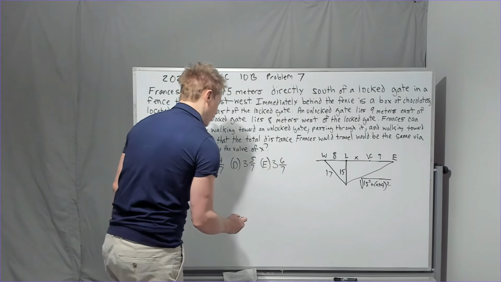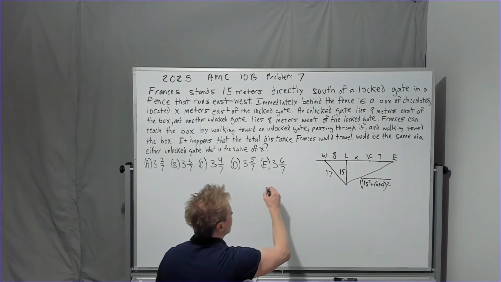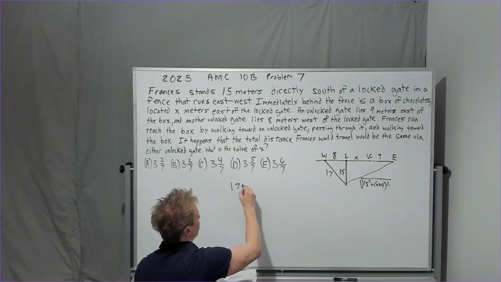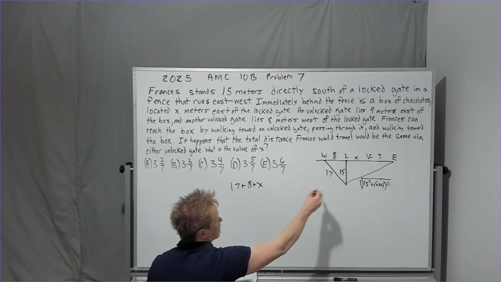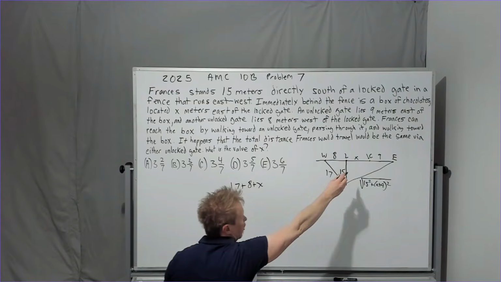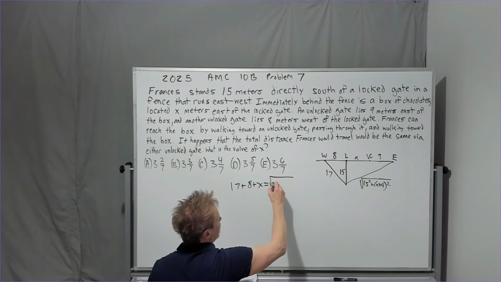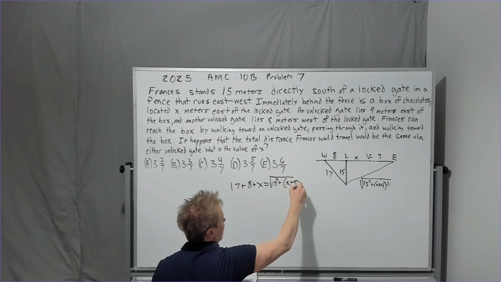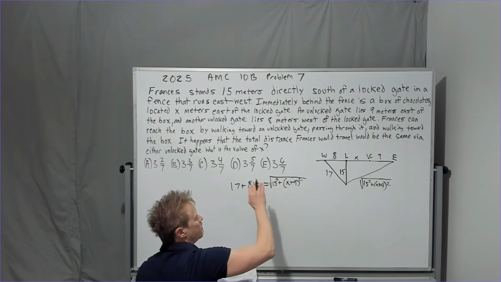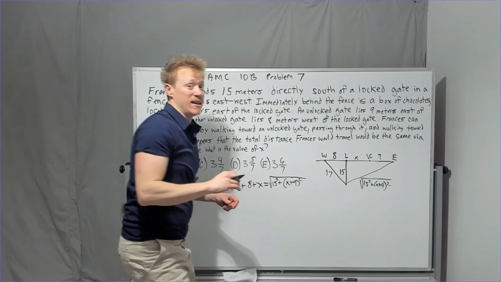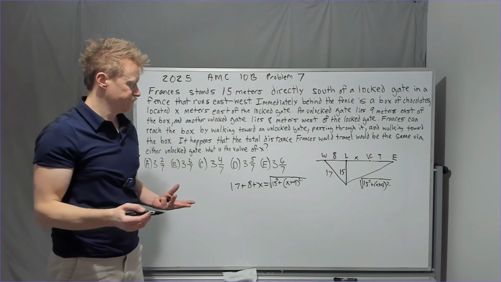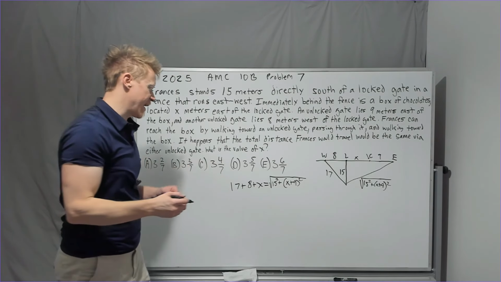And so now we're just going to make an equation. We're going to say 17 plus 8 plus x. So if he goes this way and then over that way, it'll take him that long. And this one's going to be the square root of 15 squared plus (x plus 9) squared. And you might say, well, why don't you square it? And I say that you never calculate until you have to. And so we're going to leave it just like that for now.